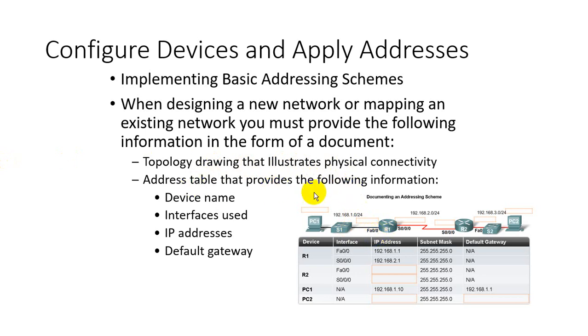An address table provides the following information: device name. Let's suppose this switch name is S1 and this router name is R1. Similarly, another router is R2 and the switch name is S2. Similarly, PC2 and PC1 are the device names given to our devices. Interfaces used: like fast Ethernet 0/0 and serial 0/0 are the interfaces used for connectivity. Similarly, IP addresses and default gateways should also be mentioned properly in a new network design.